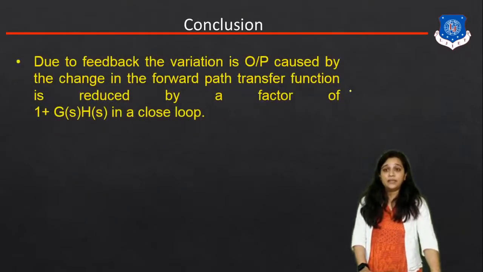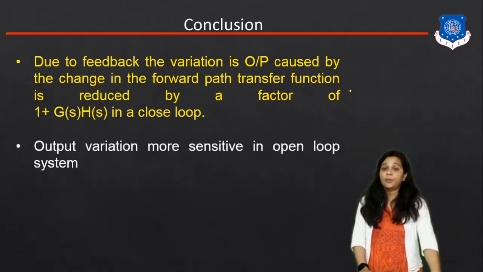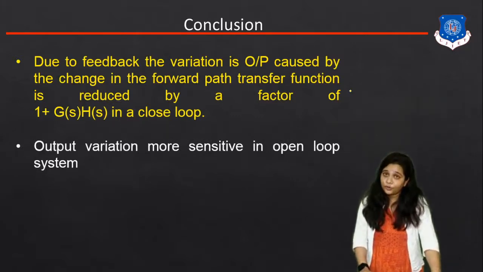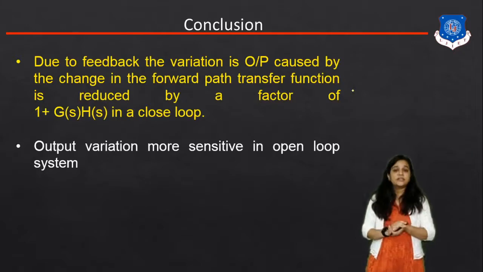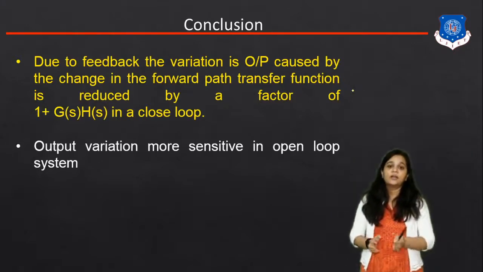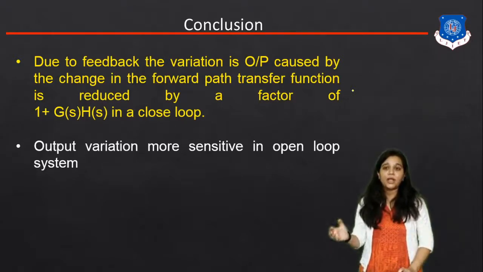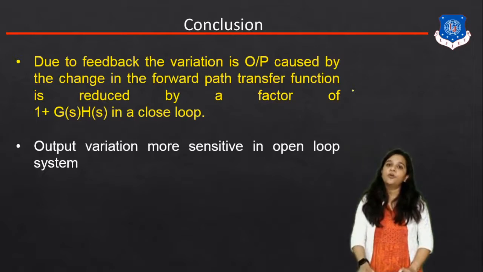So the conclusion is this: due to the feedback, the variation of output caused by the change in the forward path transfer function is reduced by a factor of 1 plus G(s)H(s) in the closed loop system. So the output variation is more sensitive in the open loop system, and in the closed loop system the output variation is less. So depending upon the plant or the system equation, we decide which type of control system to connect for this particular plant, open loop or closed loop.